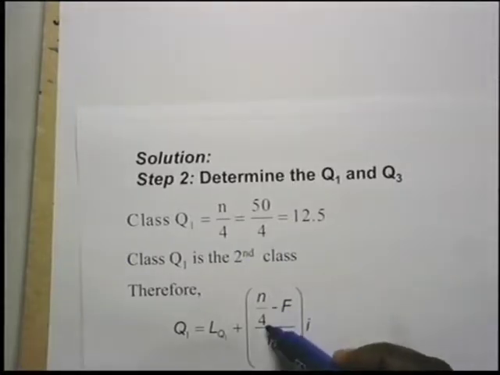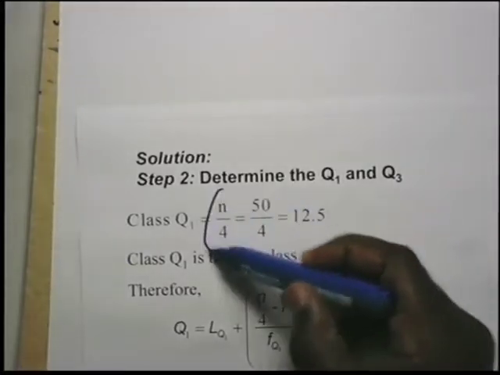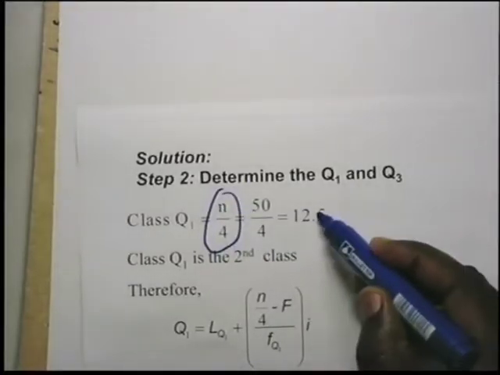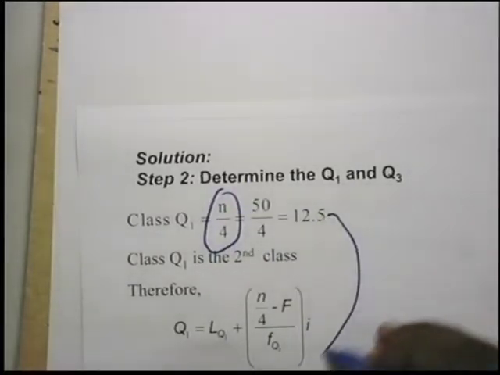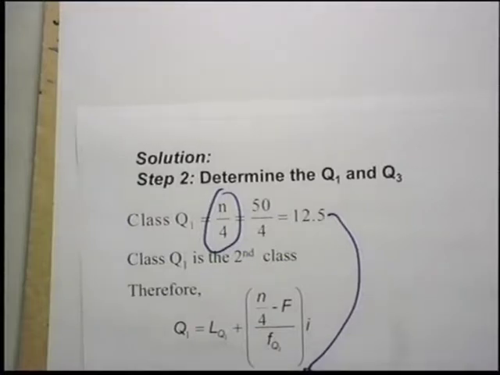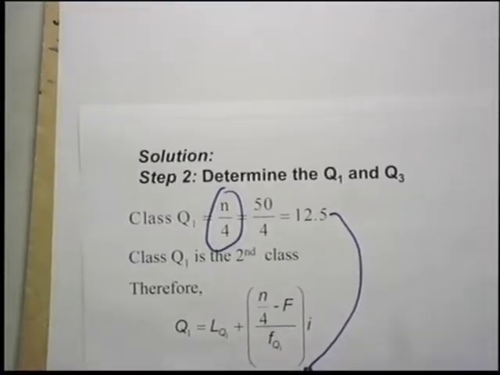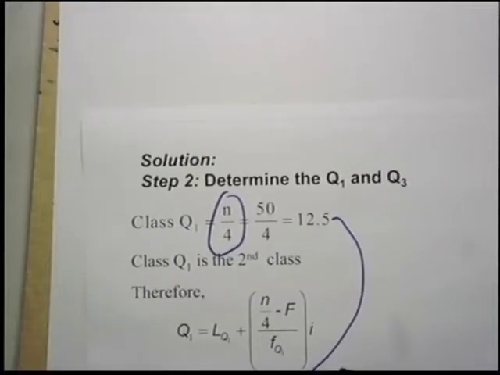N divided by 4, we already know it because we calculated it earlier. Therefore, it gives us 12.5. This 12.5, we have brought down here to our formula. Now, this 8 stands for the cumulative frequency just before the first quartile class. In this case, it is the first row, which is 8. That's why we put this 8.